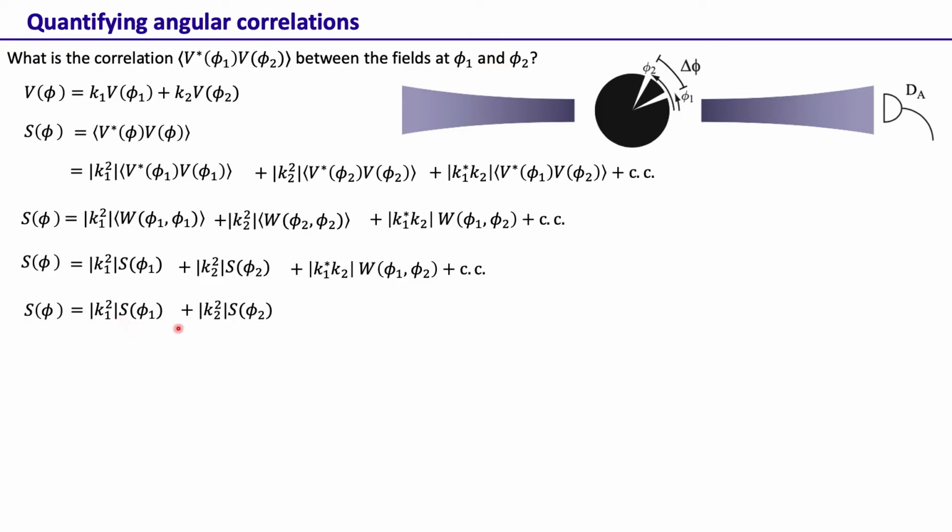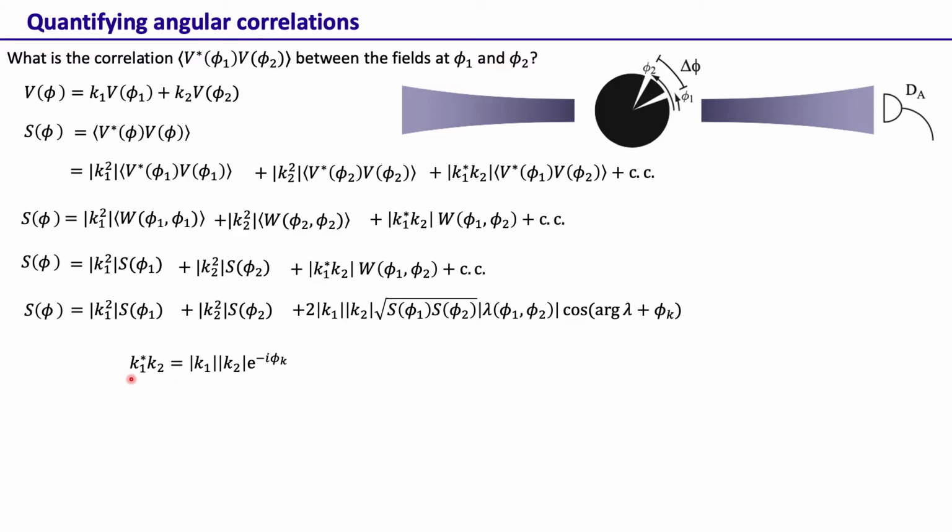Now this term we can also write as twice |k1||k2|, and then sqrt(S phi 1 S phi 2) lambda phi 1 phi 2, cosine of argument lambda plus phi k. And here we do the same thing, by writing k1 star k2 star as this, and then this w in this manner, that delta lambda phi 1 phi 2 is this. Then we can replace this w phi 1 phi 2 by this sqrt(S1 S2), and then lambda phi 1 phi 2, and then the argument of lambda. So again, this is pretty much how we did it for time and space.